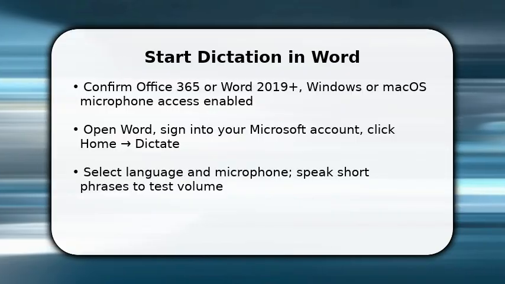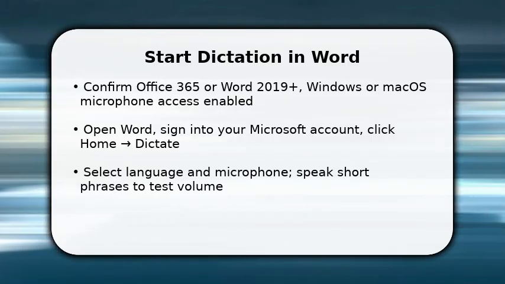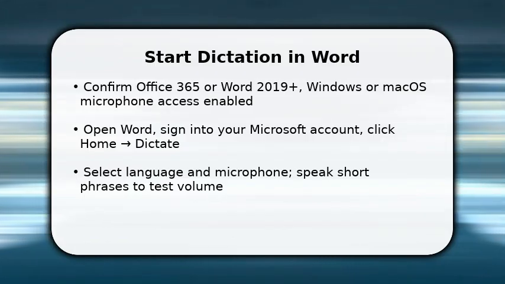Select your preferred language and speak a short test sentence to check volume and clarity. If you hear distortion, move closer or change the mic input. After testing, start speaking sentences naturally, pausing for punctuation when needed.